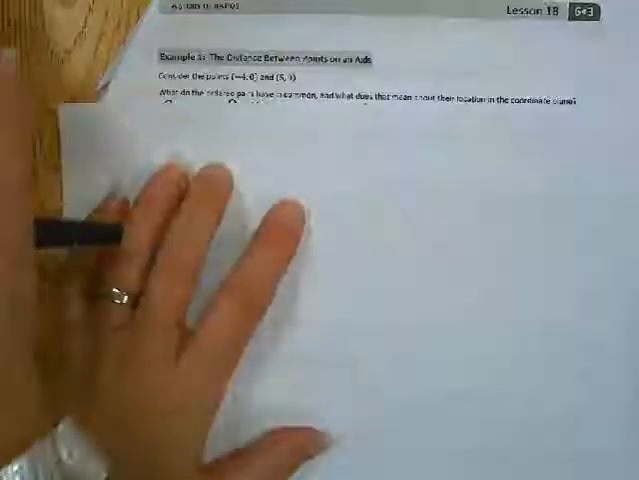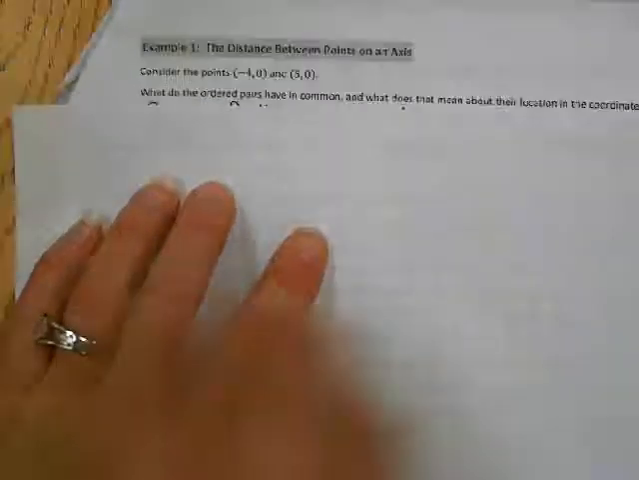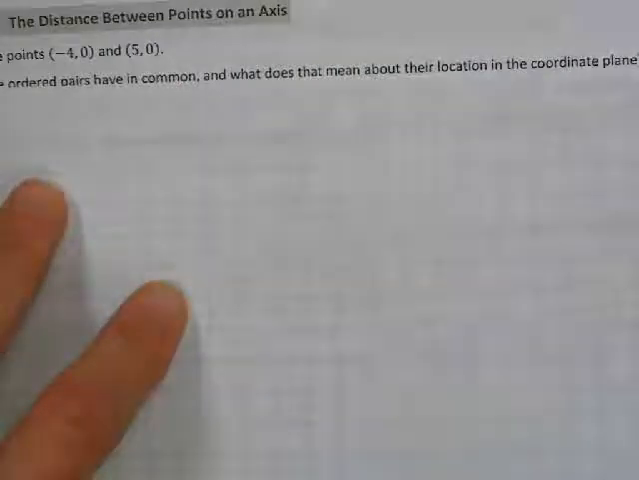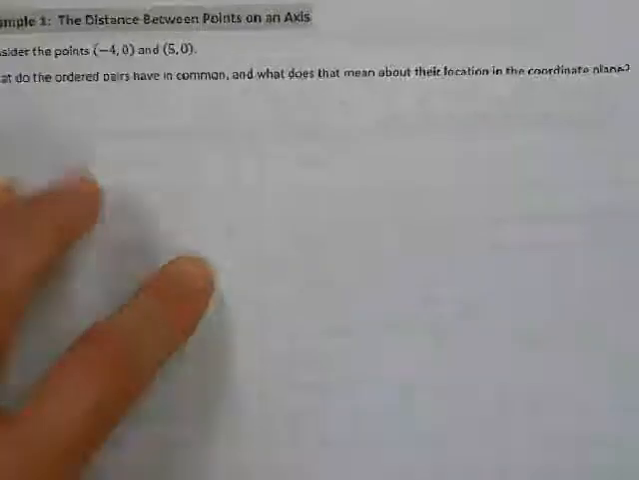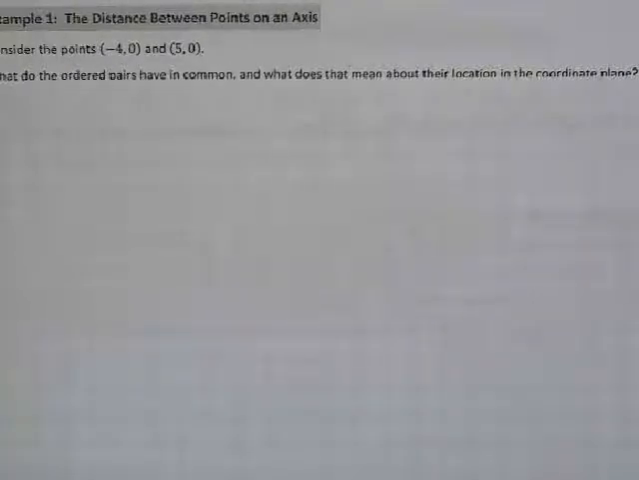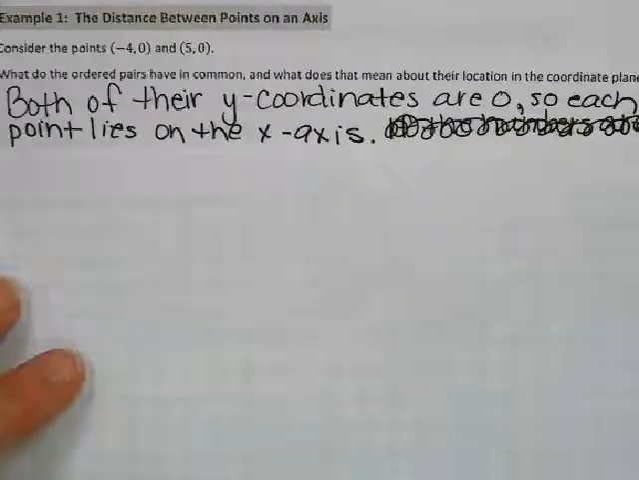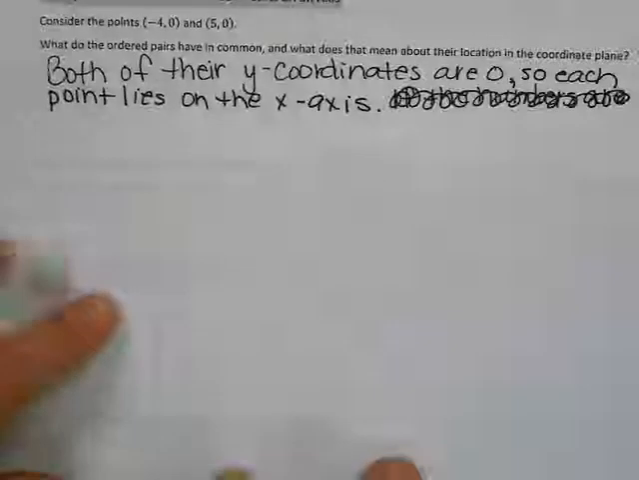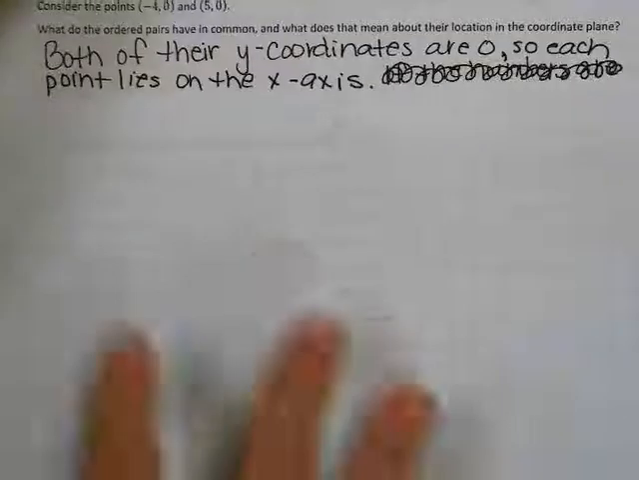It says the distance between points on an axis. Consider the points -4, 0 and 5, 0. What do the ordered pairs have in common? And what does that mean about their location in the coordinate plane? Well, if we look at those 2 points right away, we've talked about this several times. What we notice is that they have the same y-coordinate. So we say both of their y-coordinates are 0. So each point lies on the x-axis. So that would be what they have in common.